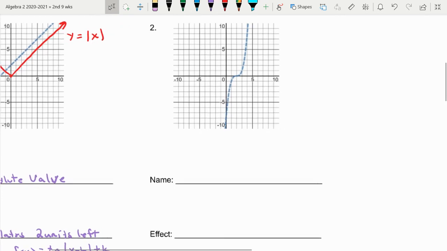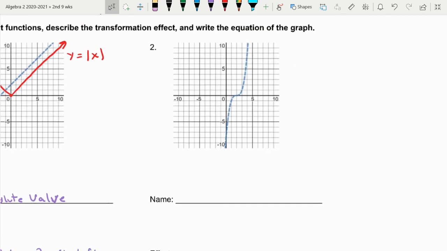All right, so this funny shape here is the cube function. It kind of looks like a pinwheel to me. So we're just going to assume these go on, so put some arrows on it. All right, this parent function starts at the origin, goes up like this, and then down like that. So it looks like it moved over to the right. If you just get the center, it moved 2 units to the right.